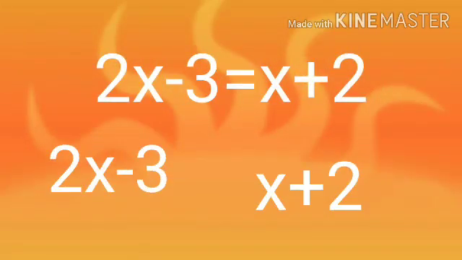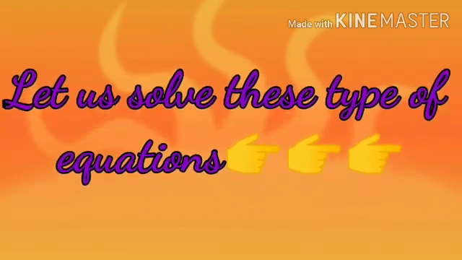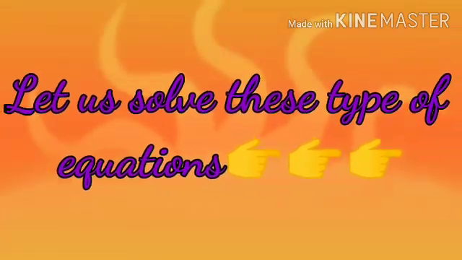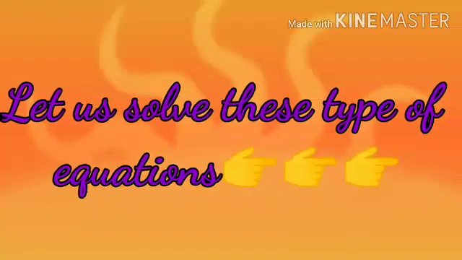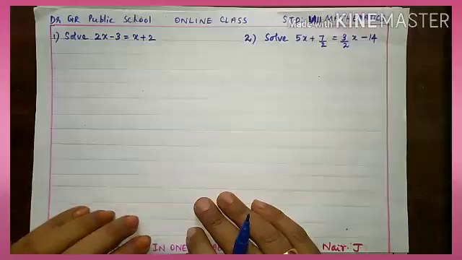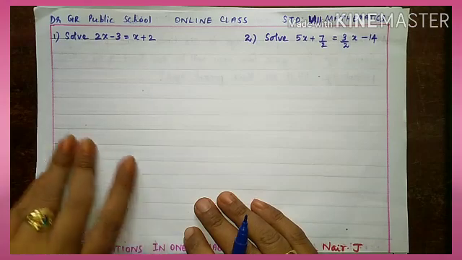For example, consider the equation 2x minus 3 equal to x plus 2. Here you can see expressions with a variable on both sides of the equation. The expression on the LHS is 2x minus 3 and the expression on the RHS is x plus 2. So dear students, let us solve these types of equations in today's class. All of you ready? Shall we start our problems?